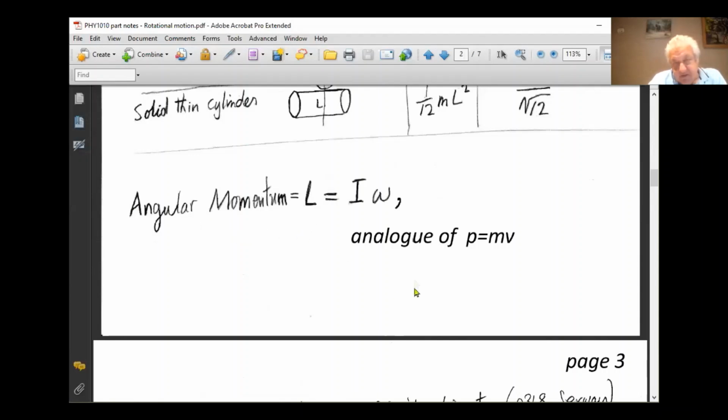This is angular momentum, again another important quantity. The moment of inertia times the angular velocity gives me the angular momentum, for which the normal symbol is L. Again, you can see it's the analog of my linear momentum as mass times velocity.